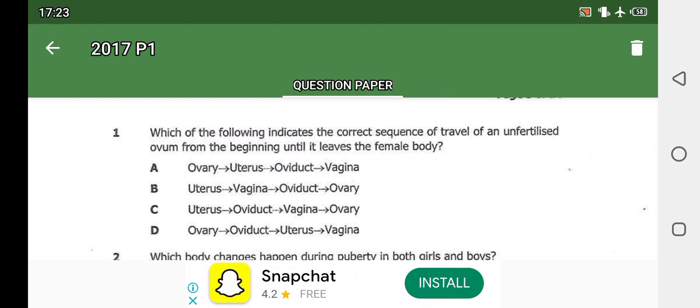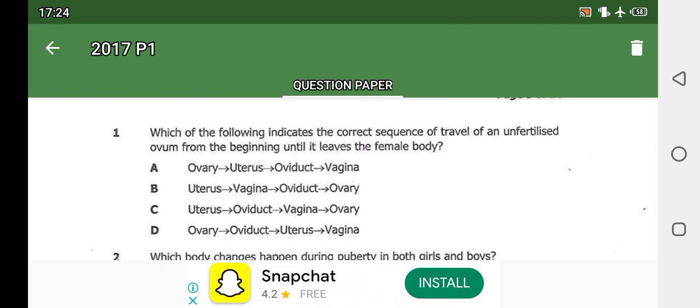So you could see there are ovaries, there is the fallopian tube, there is the uterus where the growth of the fetus occurs, and even implantation takes place there. There is even the cervix, which produces mucus during sexual intercourse and dilates during birth. And there is a vagina. So the best sequence is ovary, oviduct, uterus, vagina.